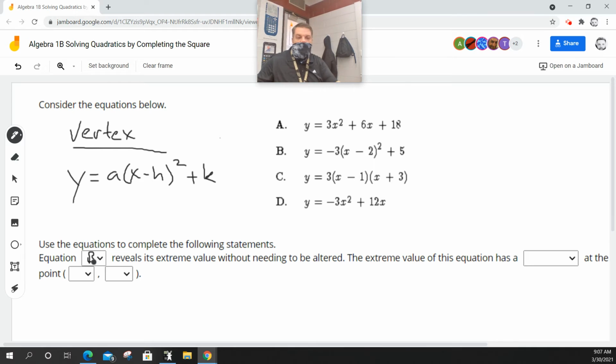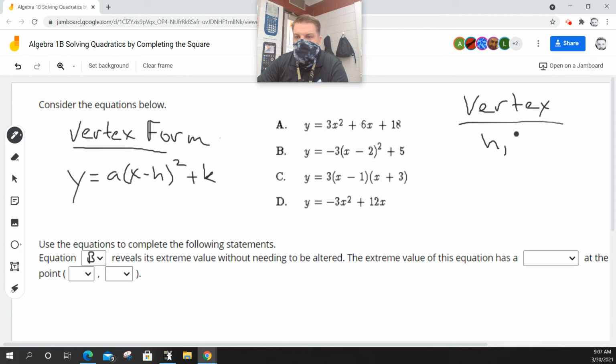All right. So equation B reveals it. And then what is the extreme value? Well, remember, this whole thing, the vertex form, is called the vertex form because the vertex itself is actually the h and the k, right? h comma k.